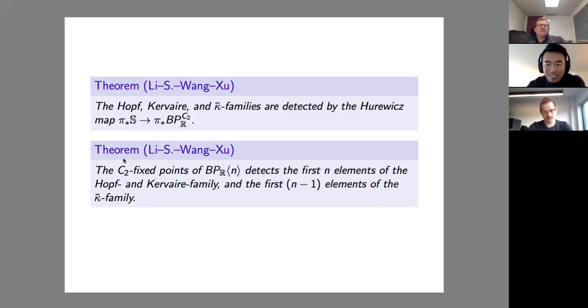So from that, what you can also deduce is that if I take the C2 fixed point for each of these truncated theories, that detects the first n elements of the Hopf and Kervaire family and the first n-1 elements of the kappa bar family. So BPR detects all the elements, and the truncated ones only detect the first n elements. But as this n grows, it'll start to detect more and more elements.